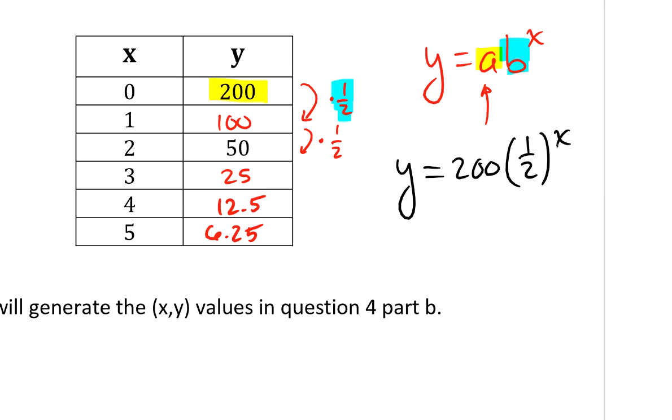And every single time x increases by 1, we end up taking another half of what was before. So this definitely would hit, when x is 0, it would be at 200. When x is at 1, it would be 1/2 of 200. When x is at 2, it would be 1/2 of 1/2 of 200. So this is definitely the equation.